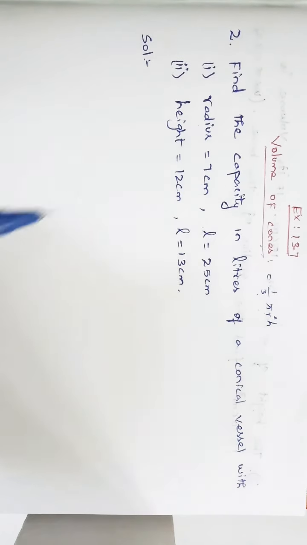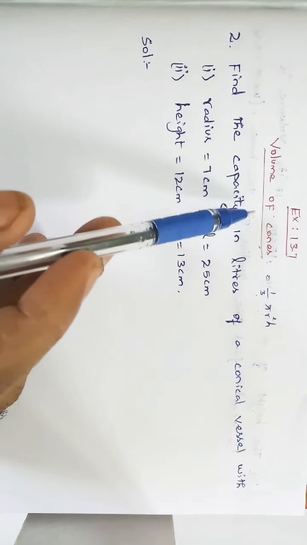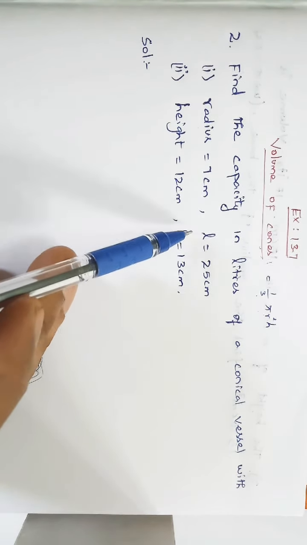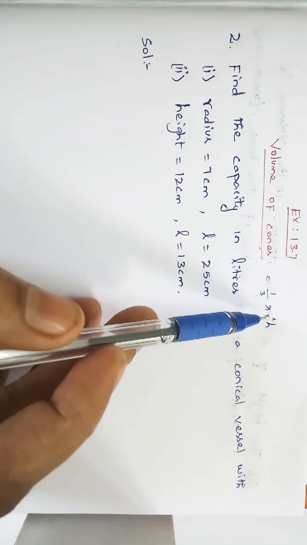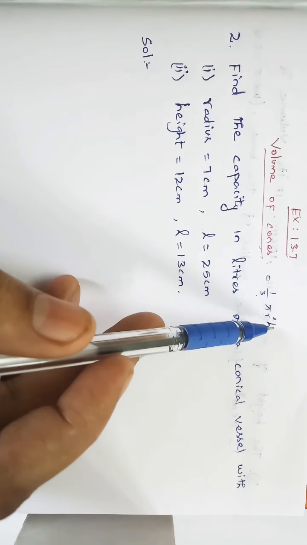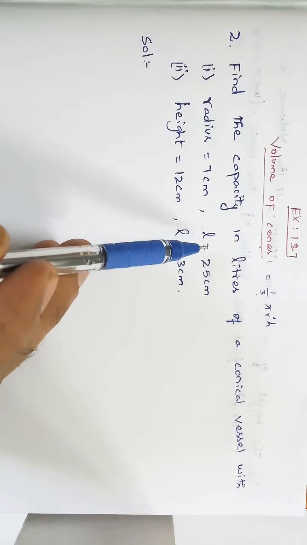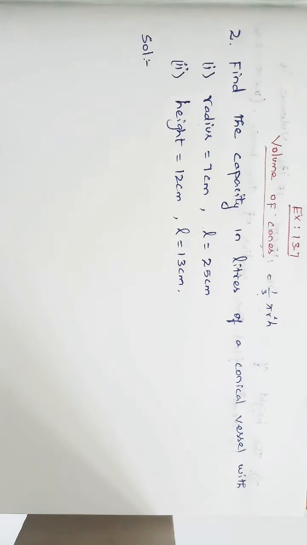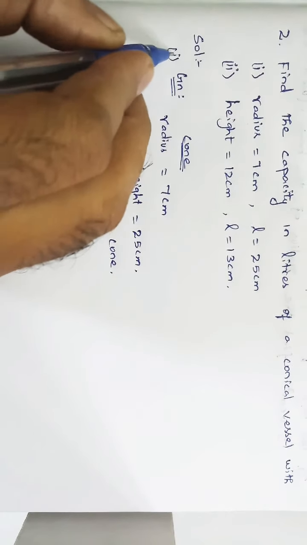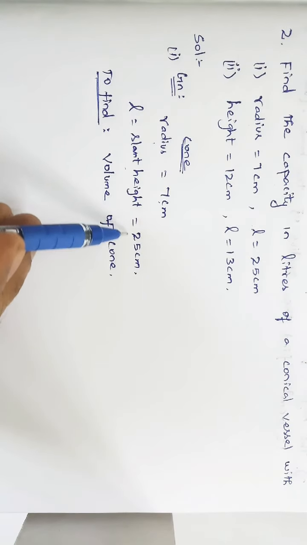For finding the curved surface area of a cone and the total surface area of a cone, for that alone we need L, the slant height, right? But here, for the volume of cone, what do we need? Radius and height only. We know the radius but we don't know the height. So for finding the height, they have given the clue. The clue is the slant height L, right? So for the first subdivision, radius is equal to 7 centimeter and L, that is slant height, is equal to 25 centimeter.